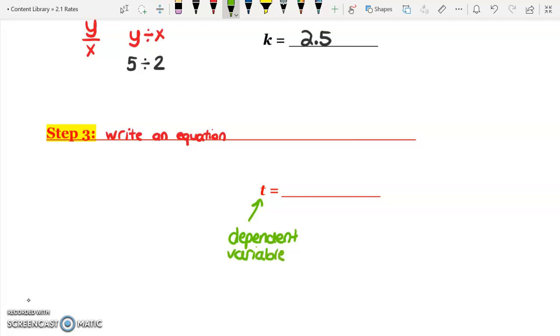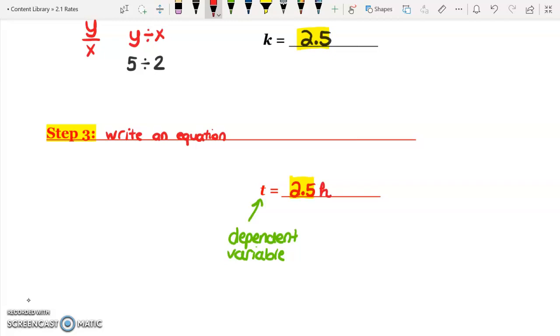Right? This equation, t equals, depends on, the first thing we write is our constant of proportionality, right? Which we said was 2.5. That was what we found in step 2. And then the second thing we write is our independent variable, which in this problem was h for the number of hours.